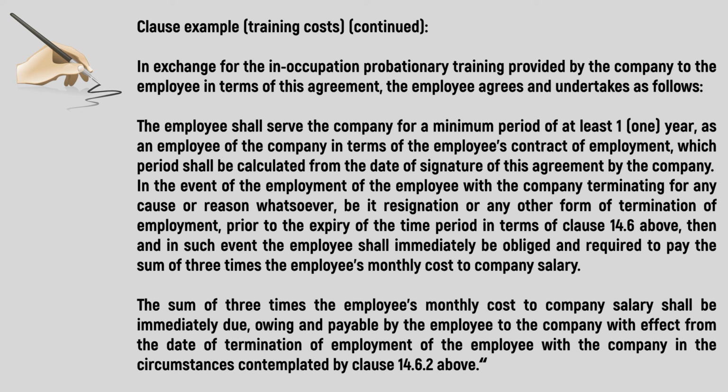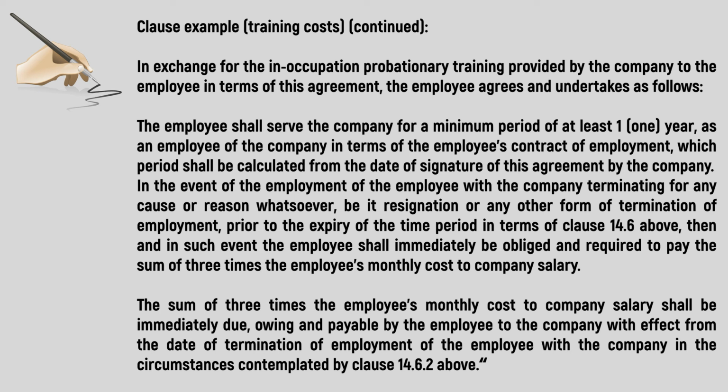The employee shall serve the company for a minimum period of at least 1 year as an employee of the company in terms of the employee's contract of employment, which period shall be calculated from the date of signature of this agreement by the company. In the event of the employment of the employee with the company terminating for any cause or reason whatsoever, be it resignation or any other form of termination of employment, prior to the expiry of the time period in terms of clause 14.6 above, then in such event, the employee shall immediately be obliged and required to pay the sum of 3 times the employee's monthly cost to company salary.